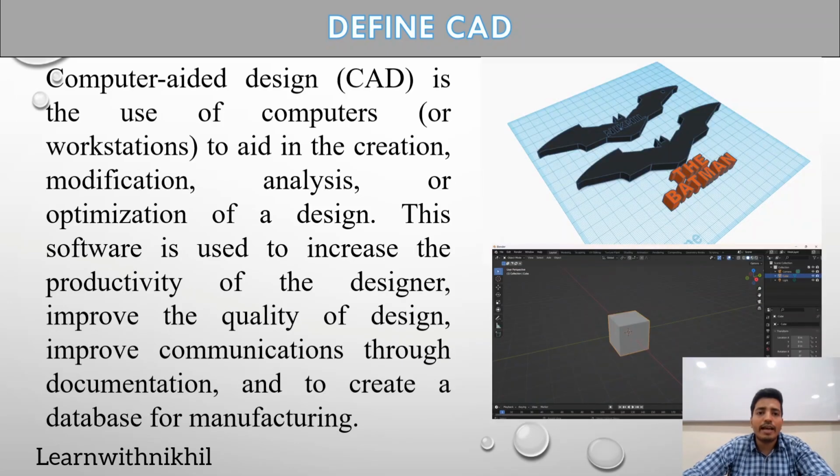So definition of a CAD. CAD is basically computer aided design. It is used for computers to aid in the creation, modification, analysis, or optimization of a design. This software is used to increase the productivity of the designer, improve the quality of the design, improve communications through documentation, and create a database for manufacturing.